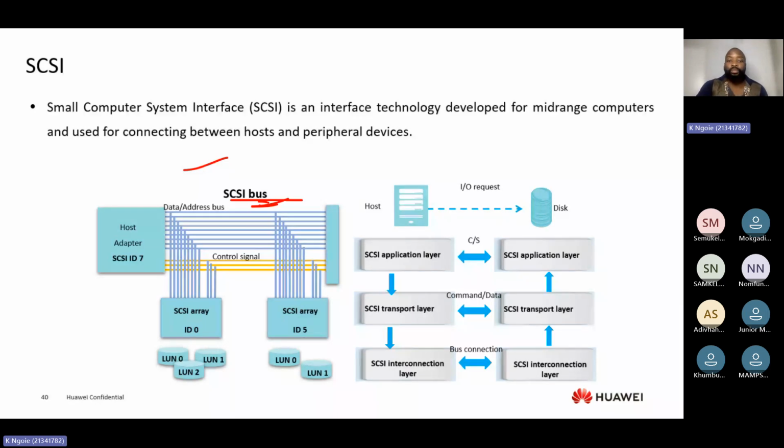Then you have some of the advantages of this interface, in the way the whole system understands it. We have the host and the disk, and the way all the requests happen. First, you have multi-device support, so you can have up to 16 devices on one bus.